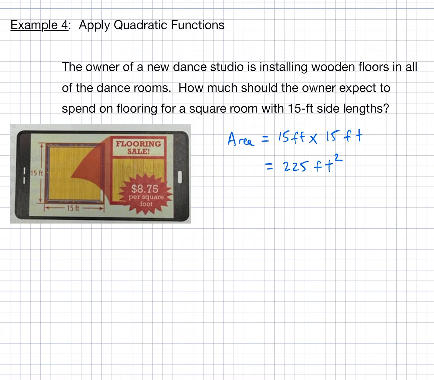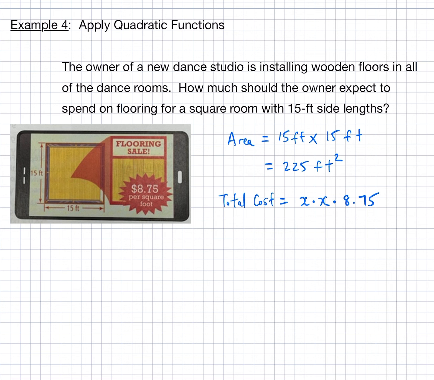So then I would say that the total cost is equal to the area. Or let me rewrite this: it would be x times x, right? So this would be the length and width of the room, which is x times x, times the cost per square foot of flooring, okay?